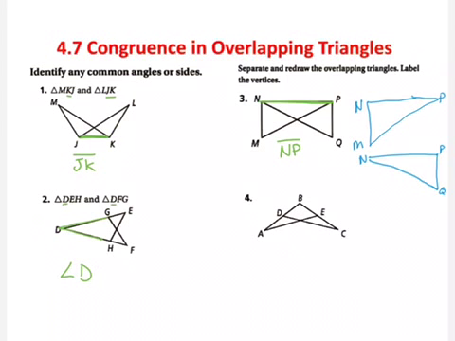We'll do the same thing in 4. We'll separate them. Not the best drawing of a triangle, but it'll work. And so once again, we recognize the overlap is going to be angle B.